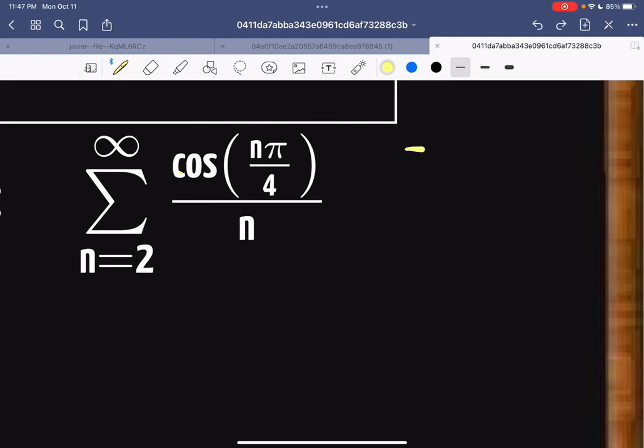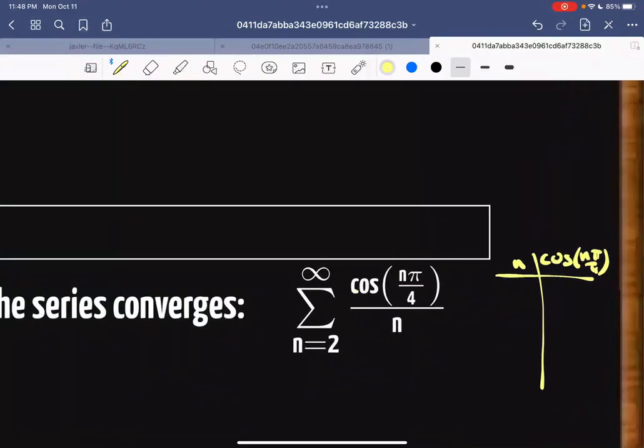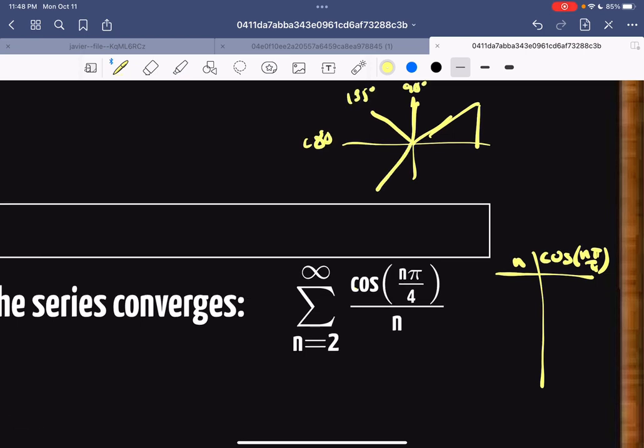I'm going to make a little side table here. And I'll put n here, and I'll put cosine of n pi over 4. Now, just so we know, let me get all these pi over 4s here. This is 45 degrees. This is 90 degrees, 135. Of course, 180. And this is 45 degrees, so this is 1, square root of 2, etc. This would be -1. These are just reference triangles that I'm going to use so I can calculate all this.